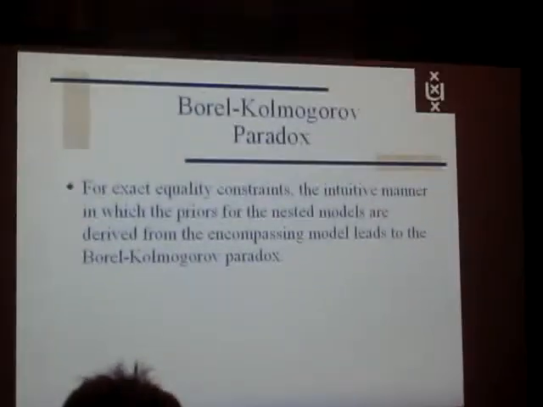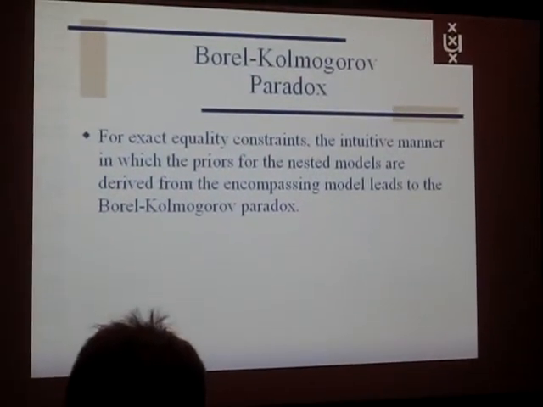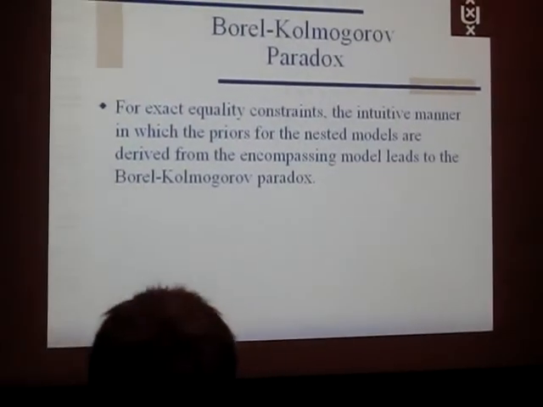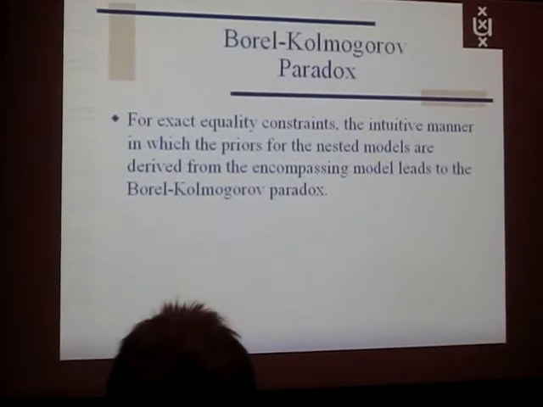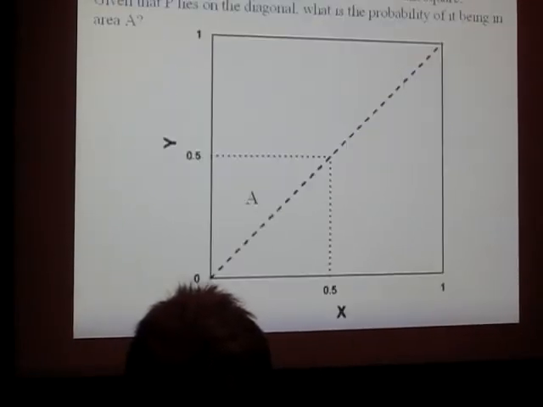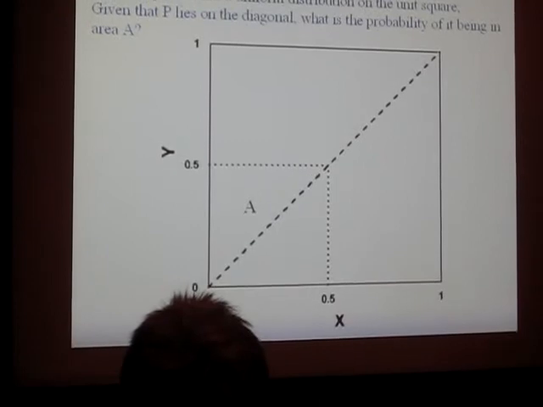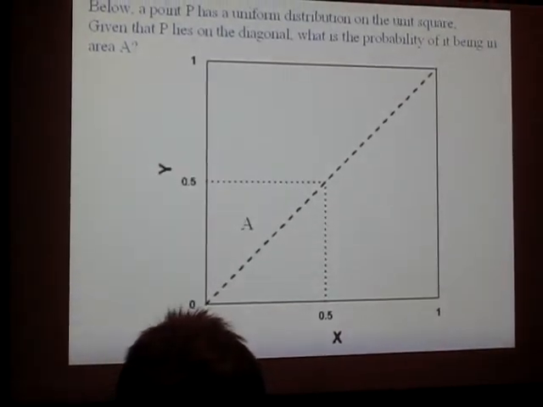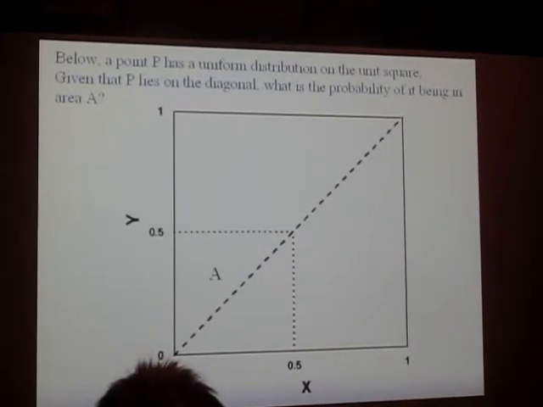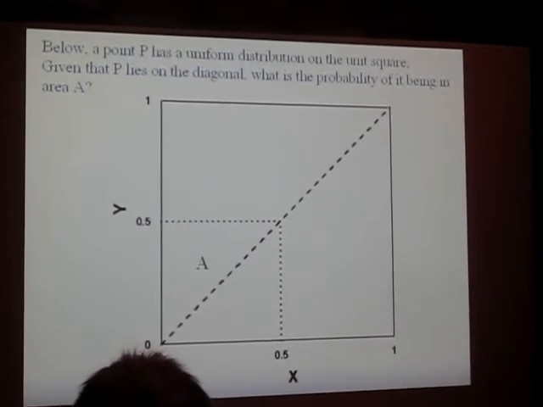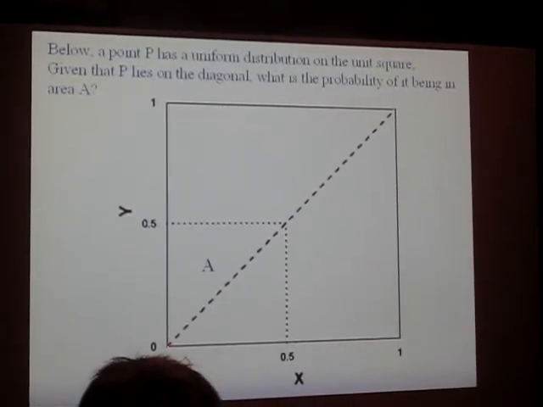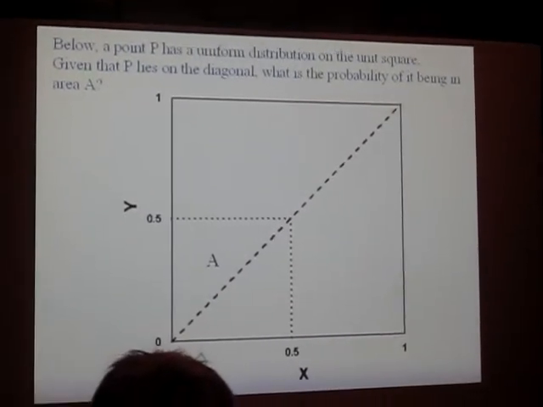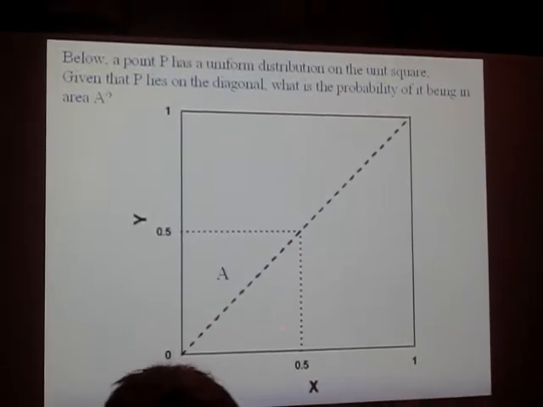The thing is that if you use this particular methodology for exact equality constraints, you run into the Borel-Kolmogorov paradox. To illustrate what this is, here's a unit square, and we have a point P that has a uniform distribution on this unit square. Now, given that P lies on the diagonal, what is the probability that it lies in this particular area A?